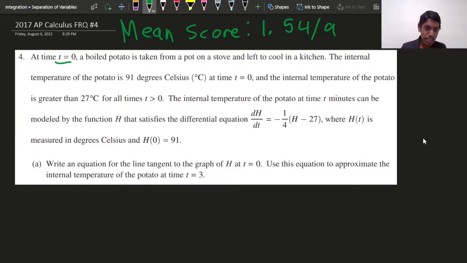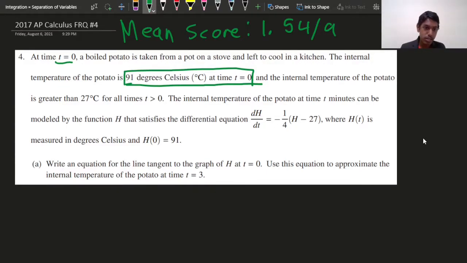So at time t equals 0, we've got a cooling potato, and the internal temperature is 91 degrees at t equals 0. You always want to take special note of these initial conditions. You're guaranteed to use these if you find them. So I just boxed them because that's really important.